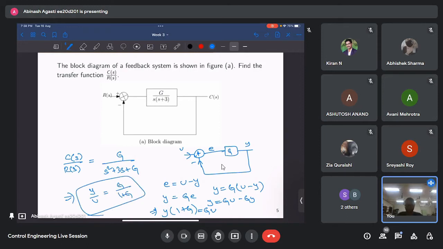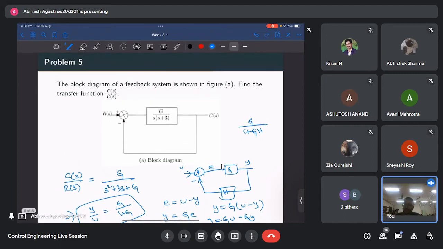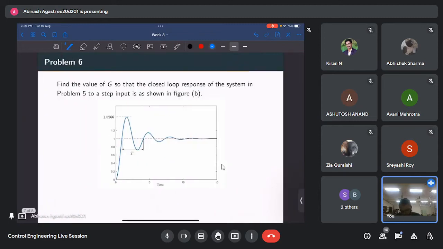So for any given system of unity feedback form, and if you have some H here, what you will get is G by 1 plus GH. So for any given system, you can directly write the transfer function in this manner. I hope this is clear to everyone. We'll move on to the next question.